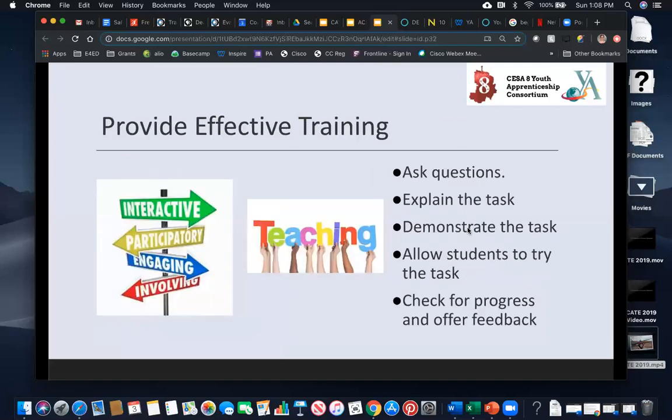You want to provide effective training. So you want to ask questions and make sure you understand what the student already knows and what their needs are. You want to explain tasks in detail and the importance of the task so that the student understands why they are doing this particular thing. Then you want to demonstrate the task, allow the students to ask questions, and then try the task under your supervision. And then even if the student has that task down and is doing it independently, you want to continually check for progress and offer feedback.